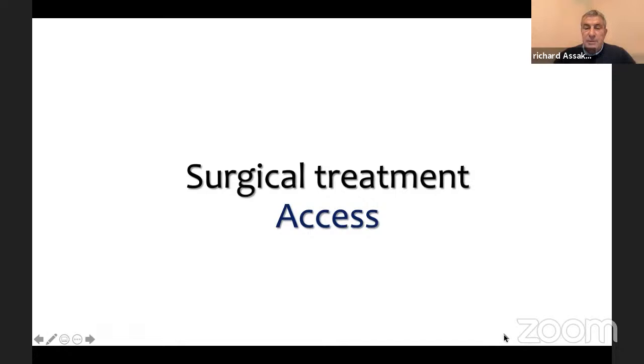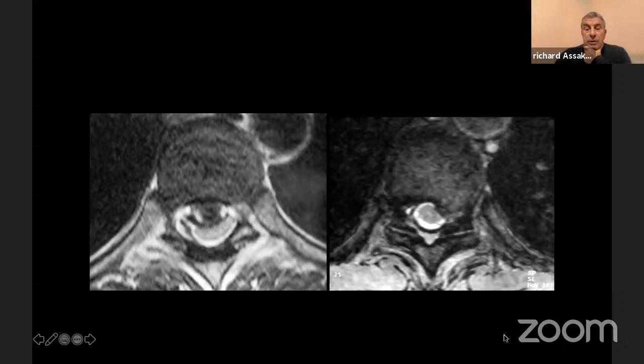So now what about the access? Look at those two herniations. Both are symptomatic. Both are candidates for surgery. The one on the left had a median and calcified disc. The one on the right had a posterolateral compression.